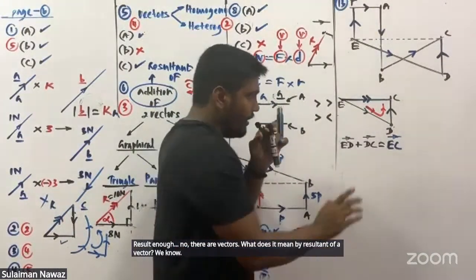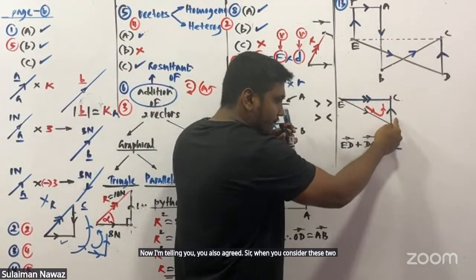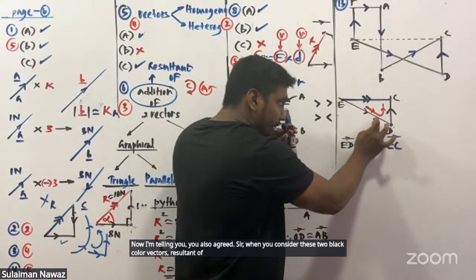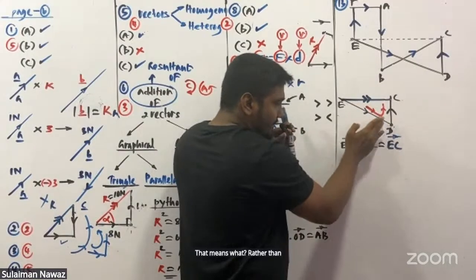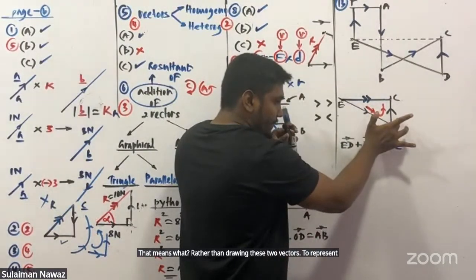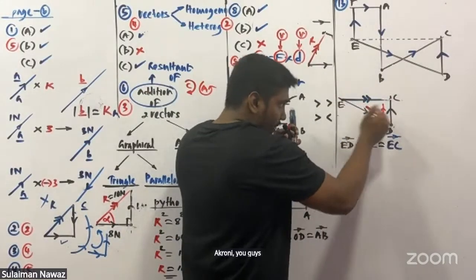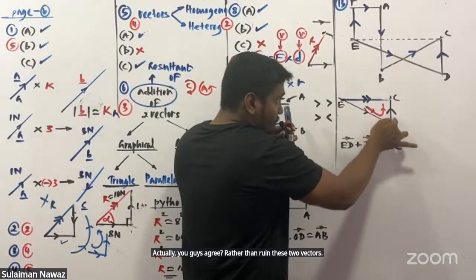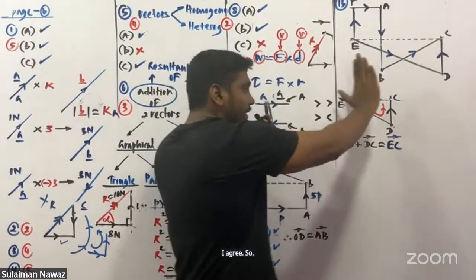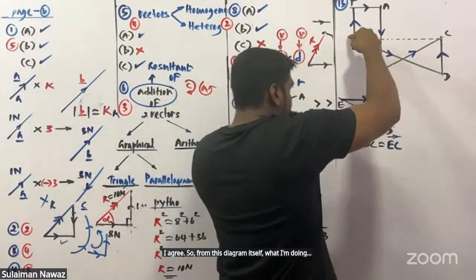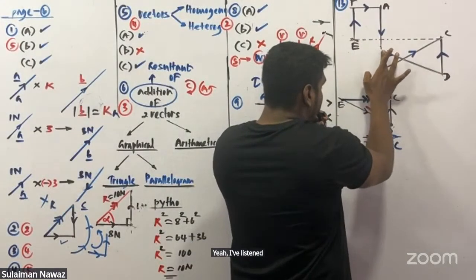Now I am telling, you also agree, sir, when you consider these two black color vectors, the resultant of these two black color vectors is this blue color vector. That means rather than drawing these two vectors, to represent these two vectors, you can draw this single one. You guys agree? So from this diagram itself, I am removing ED vector and DC vector. Listen carefully. And removing them from the diagram.